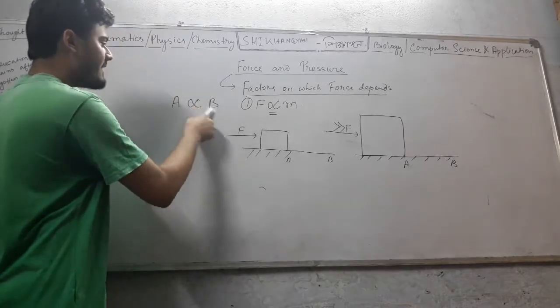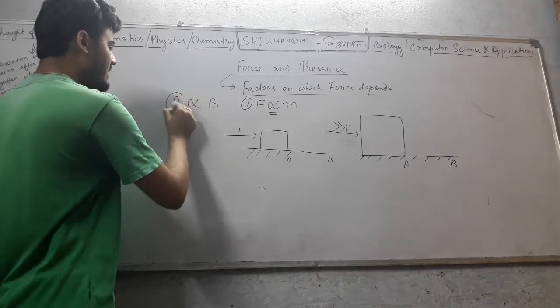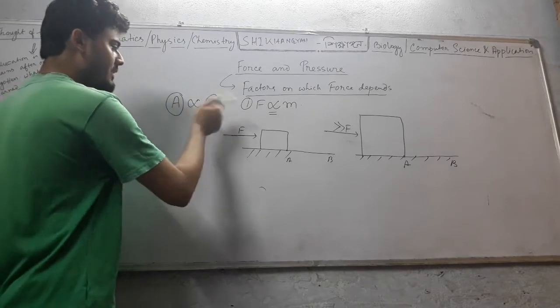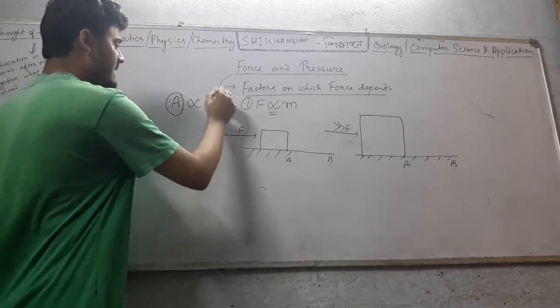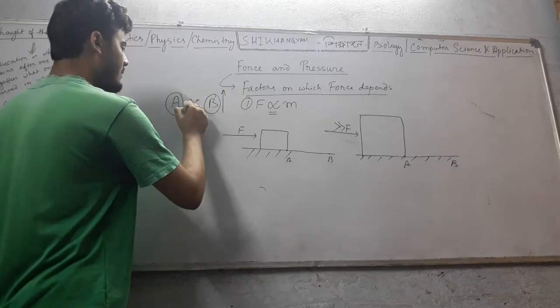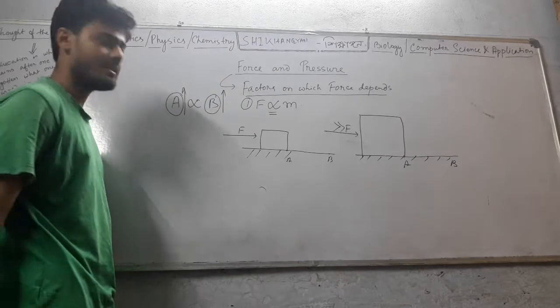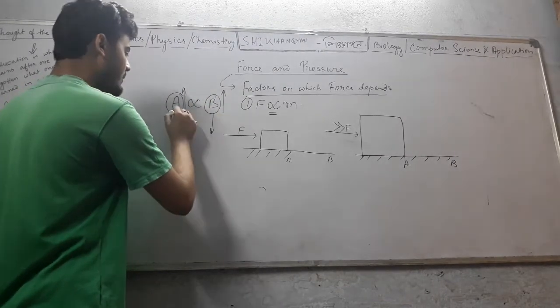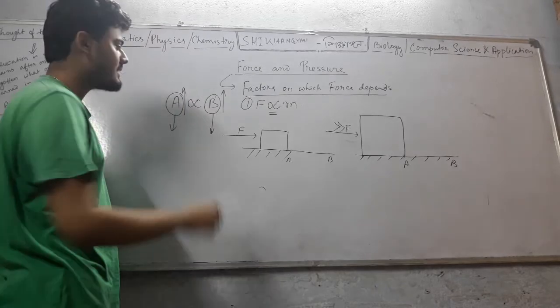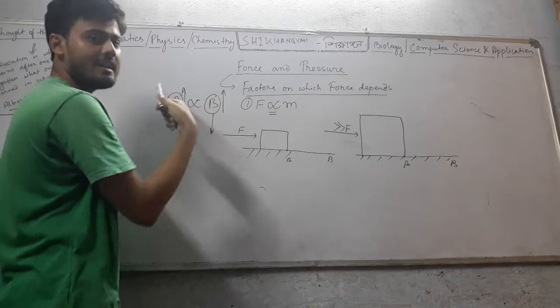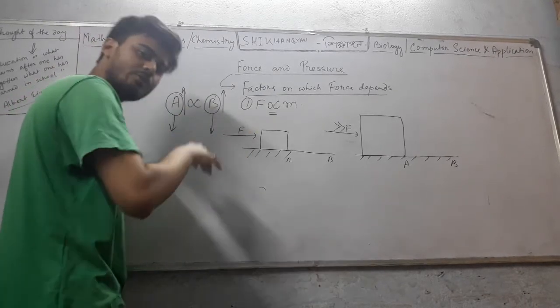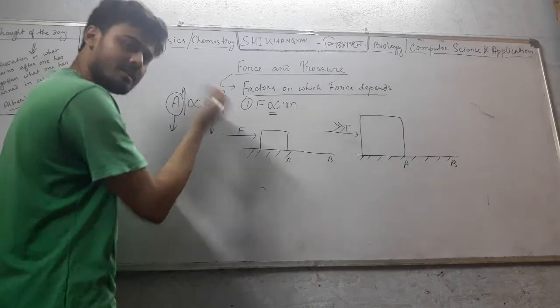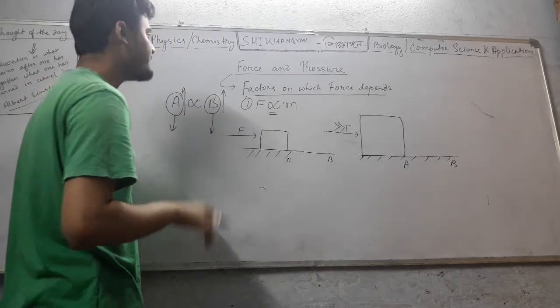A varies B. This means, when A and B are two different things, if B increases, A will increase. If B decreases, A will also decrease. This is the relation. A varies B. That means when B increases, A also increases. When B decreases, A also decreases. This is the relation.